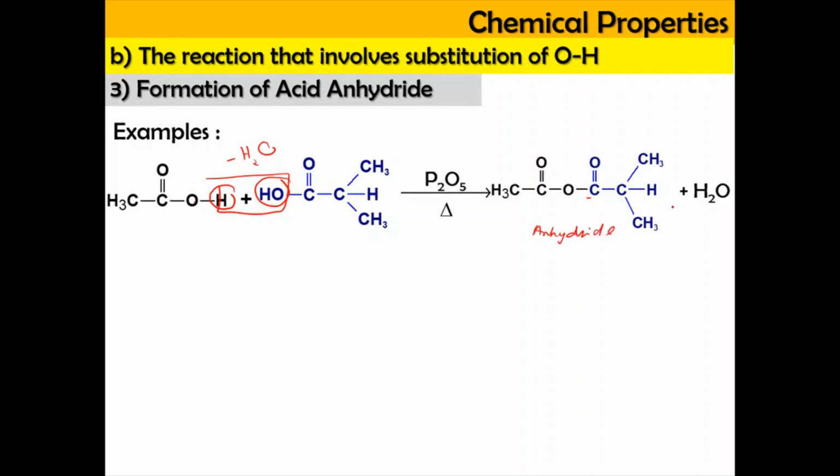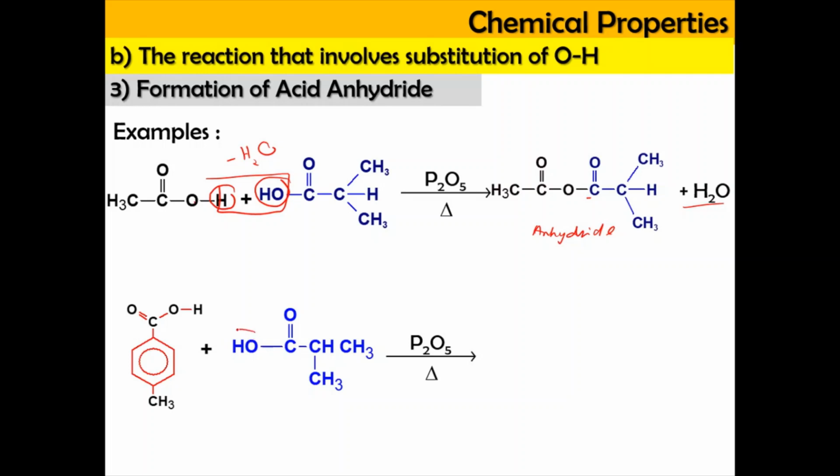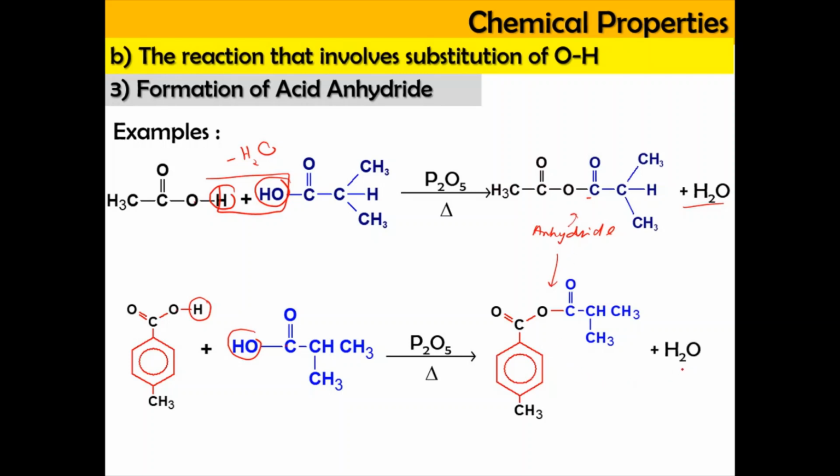And then the byproduct is going to be water. Similarly, if you have this structure here, which is 4-methyl benzoic acid, reacting with another carboxylic acid here, what you're going to do is remove OH and hydrogen in the presence of phosphorus pentoxide at high temperature. So you're going to link oxygen and carbon here. Okay, and this is known as an anhydride as well. And the byproduct here is going to be water.